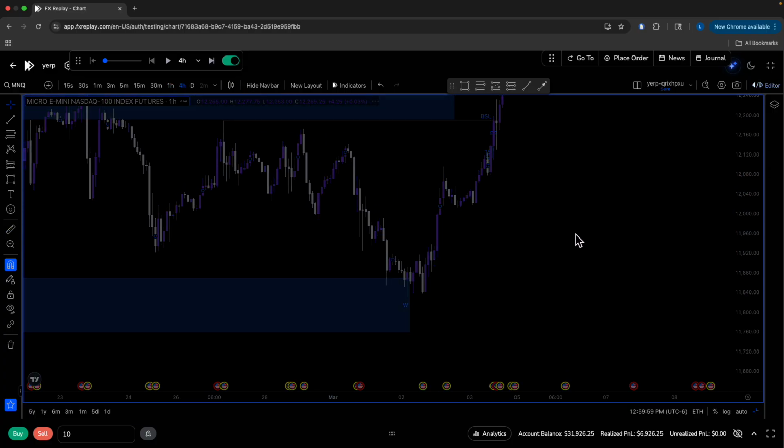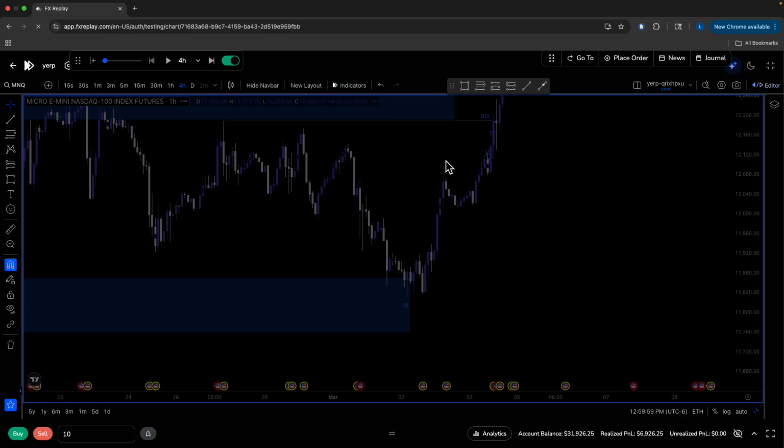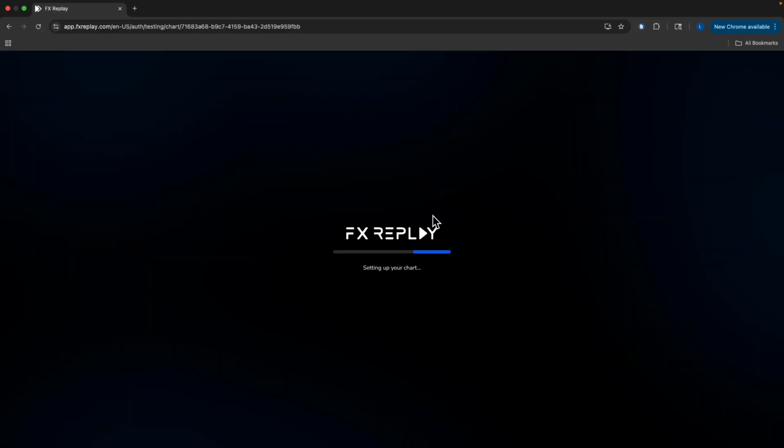Now, what do we do? What do we do to the 4-hour fair value gap here? If this will ever load. Nope. Let's refresh the chart. Dude, this app is so annoying, I swear.